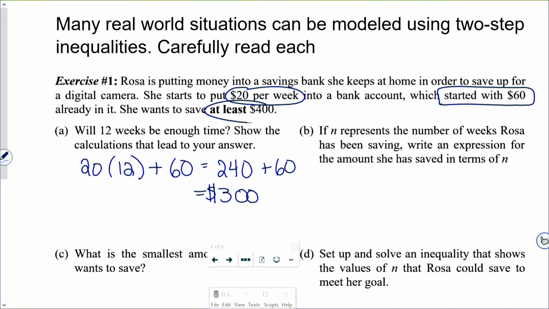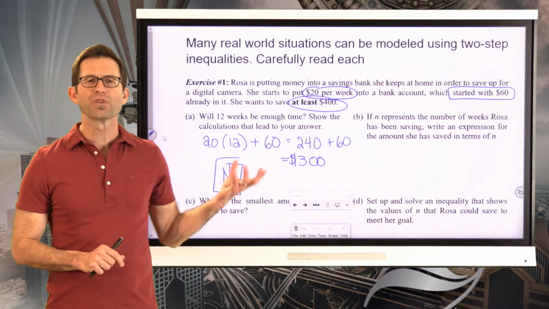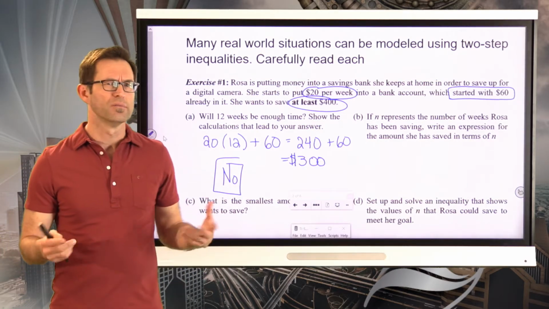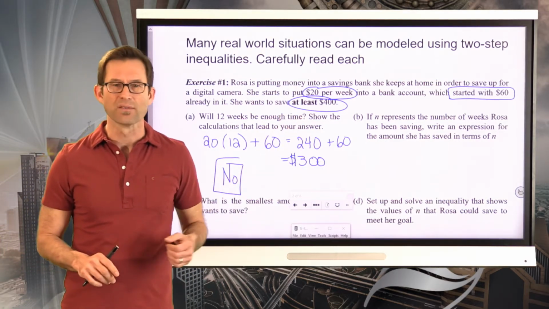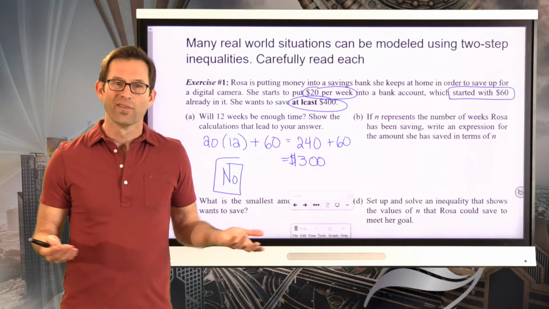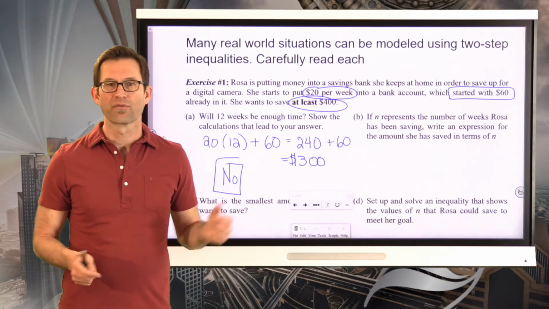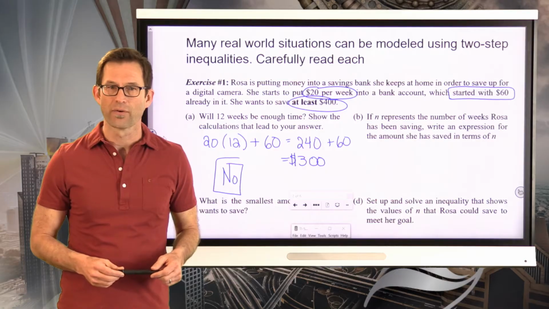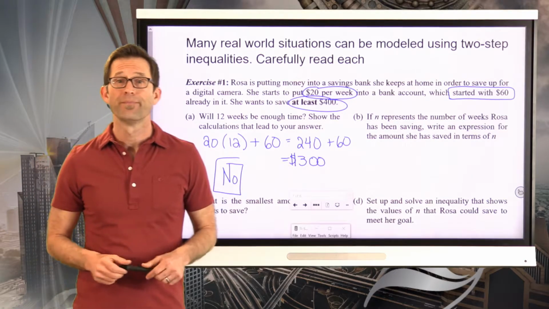She needs to make at least $400 in order to buy a digital camera, so the answer is no. And this problem's a good one just to get a basis for understanding what the phrase "at least" means. The least amount she could have is 400, and after 12 weeks, she's only saved up 300. Let's take a look at letter B.